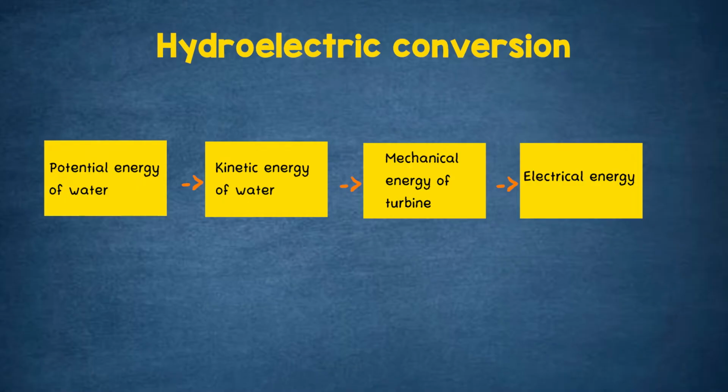So if you look at your screen, we have here a flow chart to show you potential energy of water to kinetic energy of water, then to mechanical energy of turbine, and lastly, we have our electrical energy.